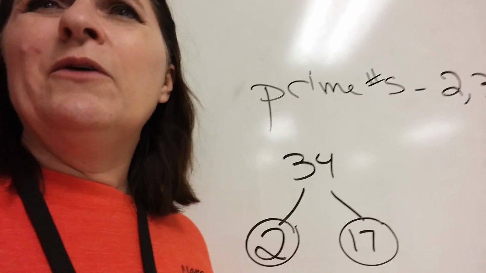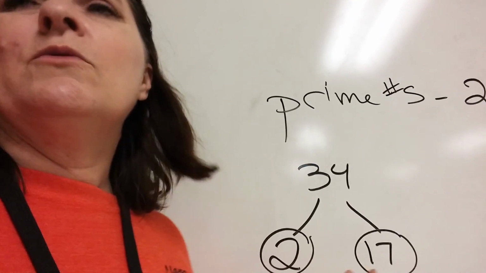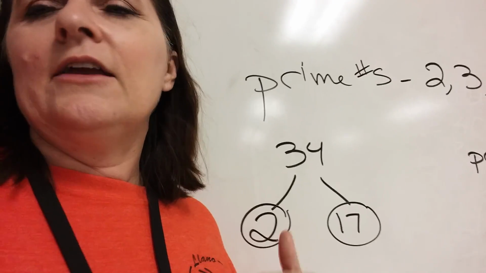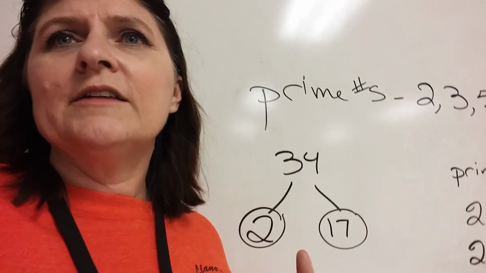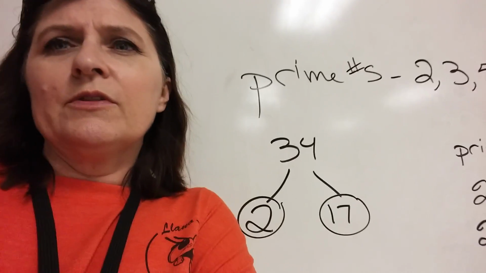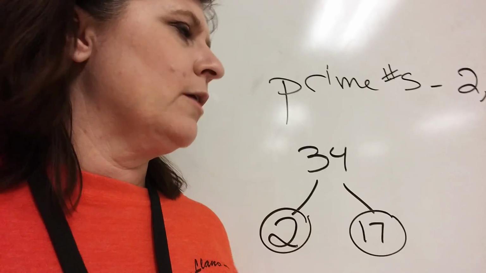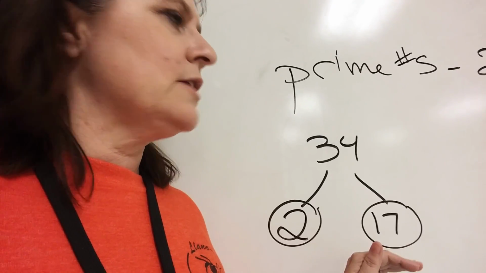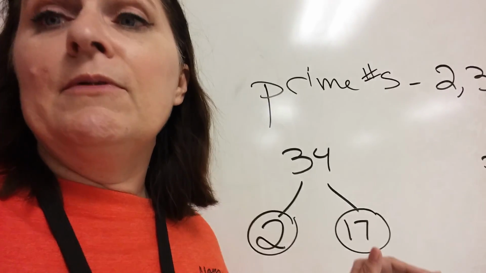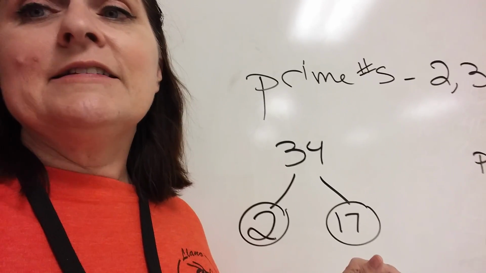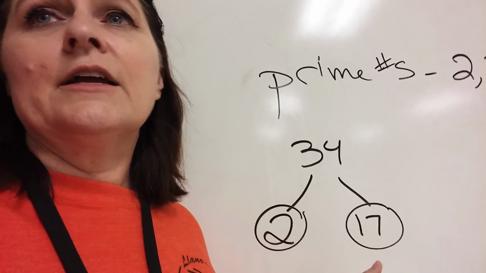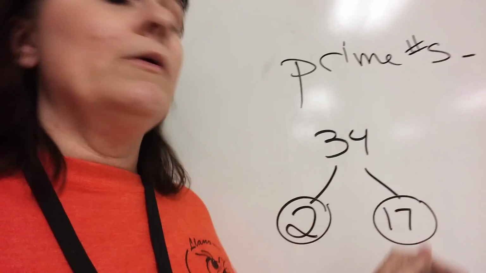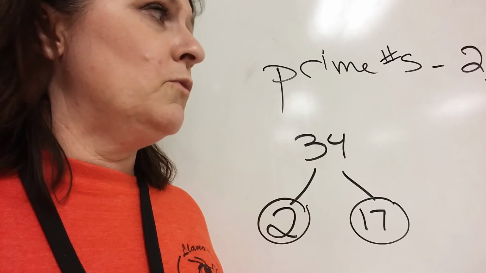Some of you guys are saying 2 times 1 times 17. You can't do that. You don't have any 1s as a prime factor. 1 is not a prime number. Prime numbers start with the number 2. 1 isn't prime or composite. So make sure that you're stopping at your prime numbers and you're not stopping before them. Some of you guys are stopping at 10. 10's a composite number. It can still be broken down. You've got to keep going until you can't break them down anymore.